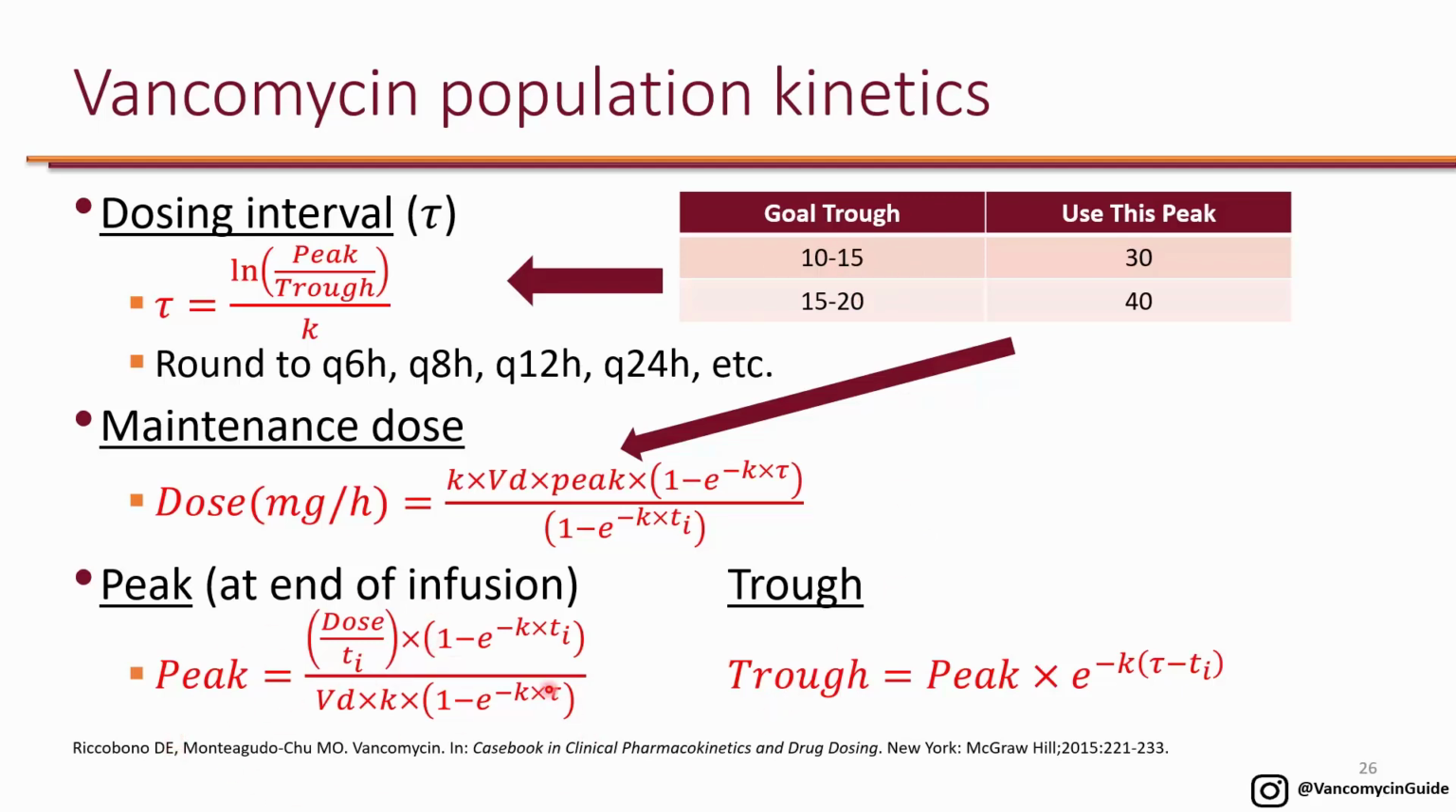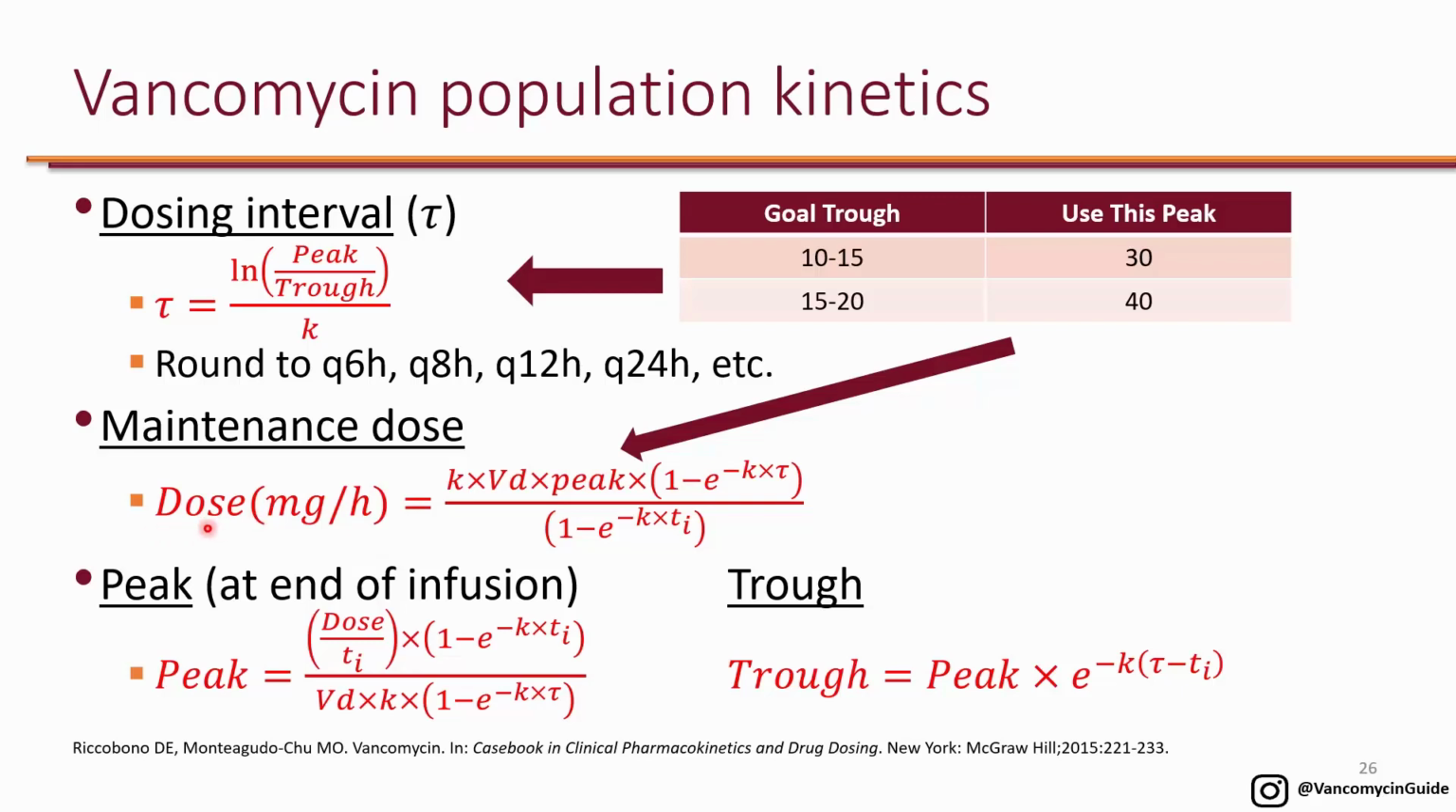So you basically use these two equations to get that. Now, one thing that's different between vancomycin and aminoglycoside is that when you use the equation for dose, for the time of infusion, you put 1 initially because you have no idea what your dose is. So initially you just plug in 1 just to get the number.